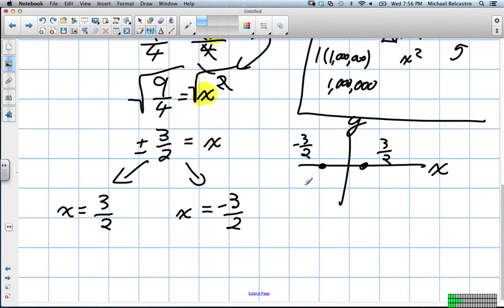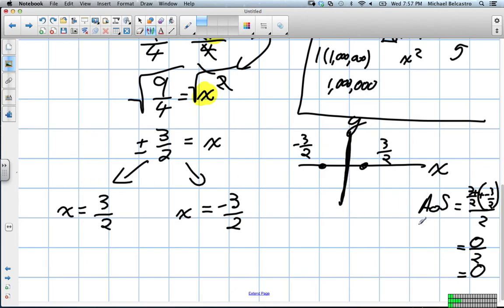Now here's the trick. In between these is the axis of symmetry. Do you know where it's going to be? When we add those two numbers together, what are we going to get? 3 over 2 plus negative 3 over 2. 0. That's right. So we're getting 0 over 2, which is 0. So the axis of symmetry falls right on the y-axis.